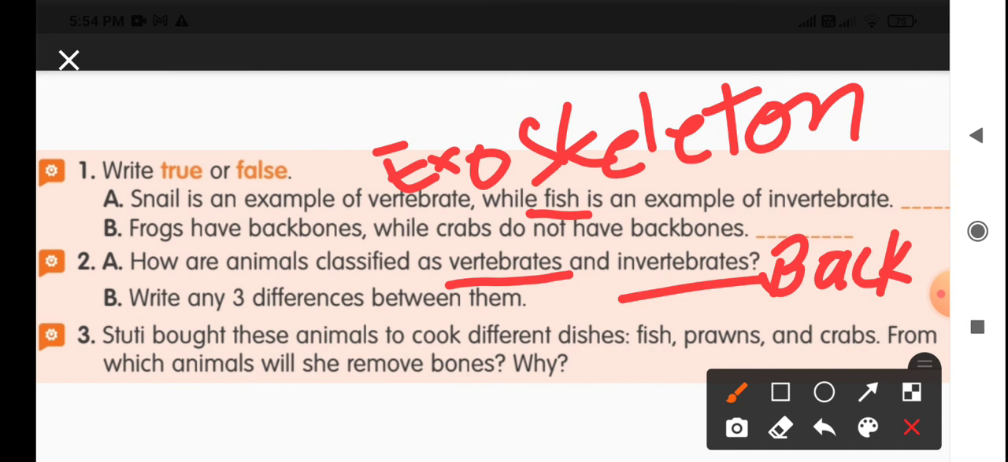Stuti bought these animals to cook different dishes: fish, prawns, and crabs. From which animals will she remove the bones and why? Will prawns have bones? No, you find out. Fish definitely have bones, and crabs do not have. So based on that, you identify and write the second and third answers in your notebook, children.